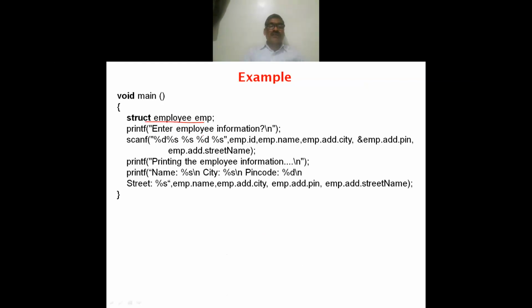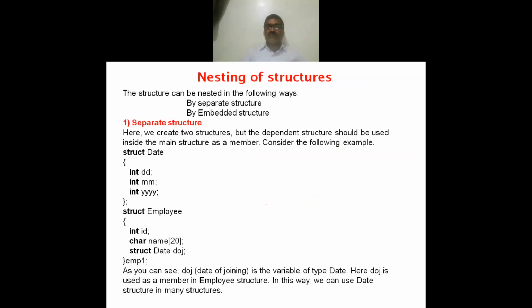Now you can take the employee information from the keyboard: emp.id, emp.name, emp.add.city, employee address dot city, emp.add.street name, like that. Because of nesting, here we have to make use of two dots. Similarly, when you are trying to print, you can use emp.add.city, emp.add.pin, emp.add.street name, like that. We use two dots here to access the member within a nested, innermost structure.